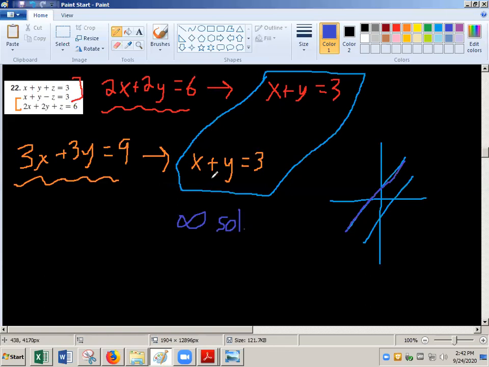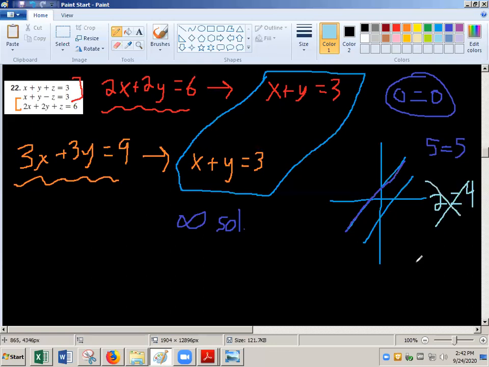The way that we would figure that out is we'd say, okay, well, this thing, subtract this thing, will give me a 0 equals 0 scenario. If 0 equals 0, that's infinitely many solutions, or you could also have 5 is equal to 5. All of those are infinitely many solutions. If you got something like 2 equals 4, that's no good. That's no solutions. So we can have infinite solutions.